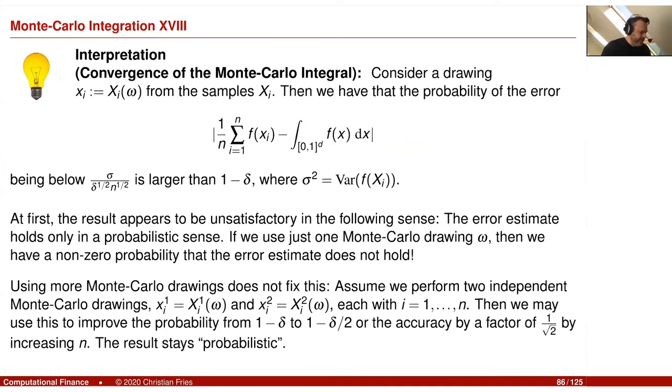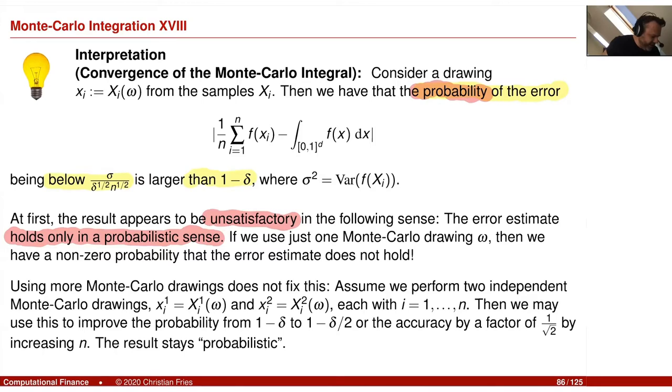Okay, so more on the interpretation of how we should understand the method. What I already mentioned is we have a probabilistic error estimate. So the probability that our error stays below some constant is larger than 1 minus delta. But we only have this in probability, and this is maybe a bit unsatisfactory, because the error estimate holds only in a probabilistic sense. So we have a theorem, but we actually do not know if it holds.